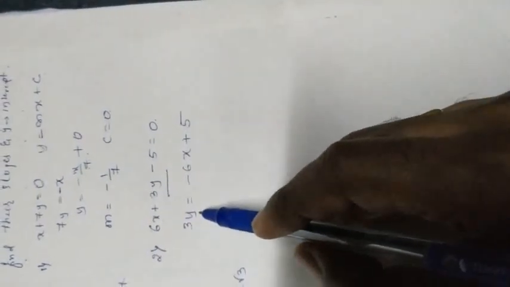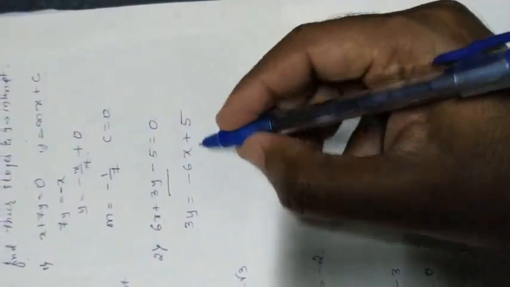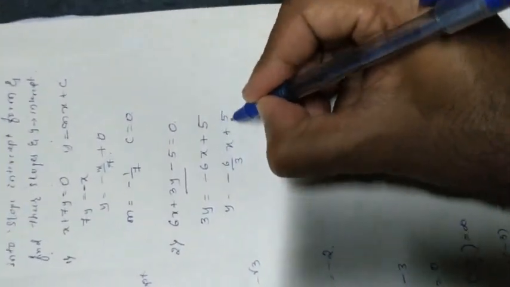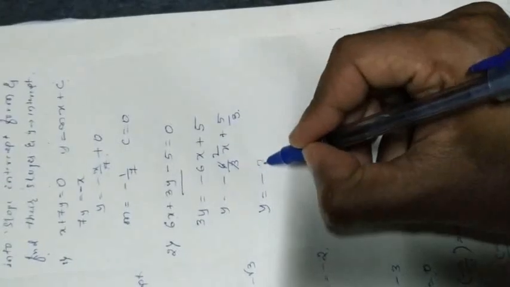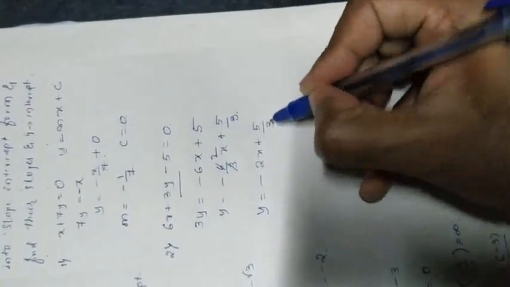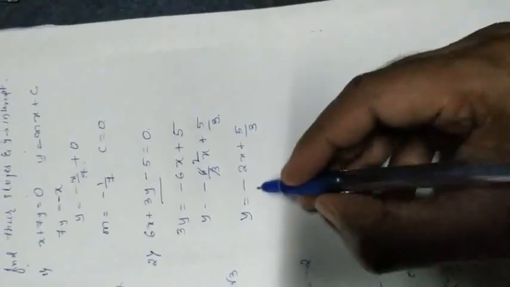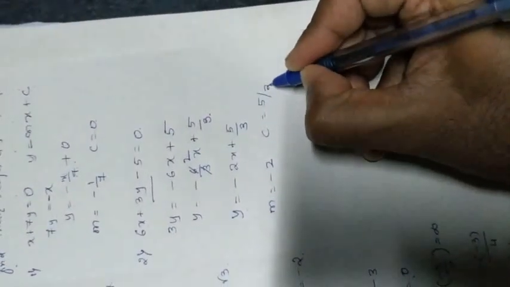Still it is not in the form y = mx + c, because 3 is multiplied with y. Again I take this 3 to the RHS, and it becomes a common divisor to both terms. Then y = -6/3 x + 5/3. 3 ones are 3, so y = -2x + 5/3. Now it is in the form y = mx + c. So the slope is how much? The slope is -2 and the y-intercept is 5/3. So this is how we convert the equation of a line into slope-intercept form.